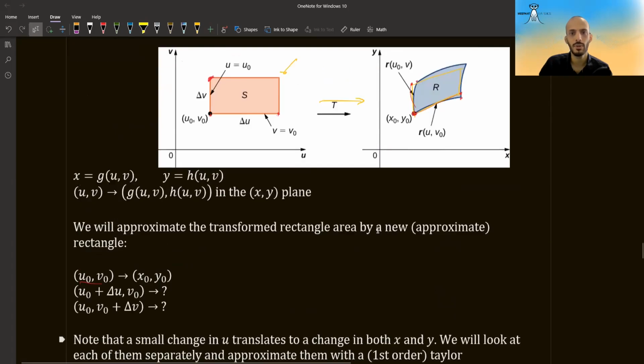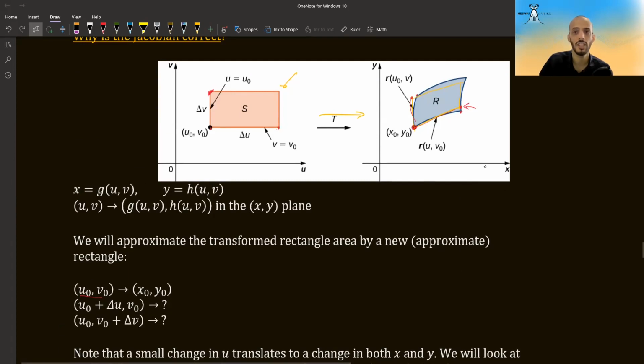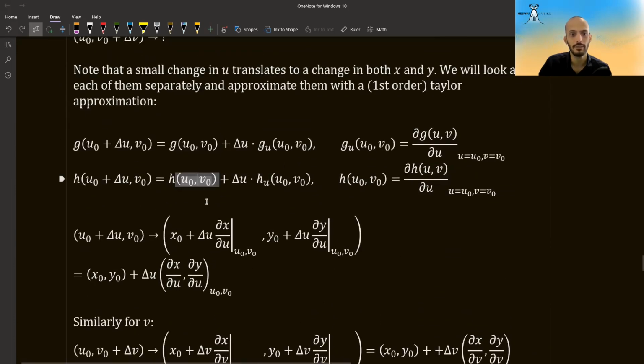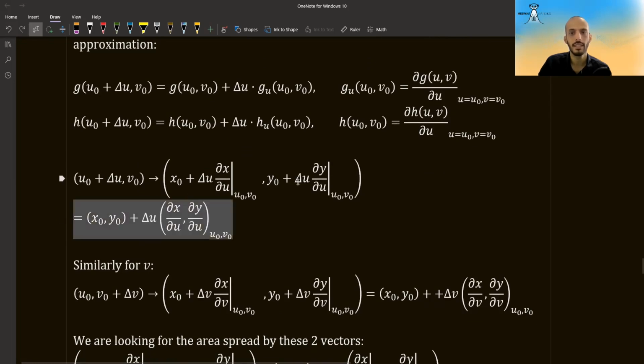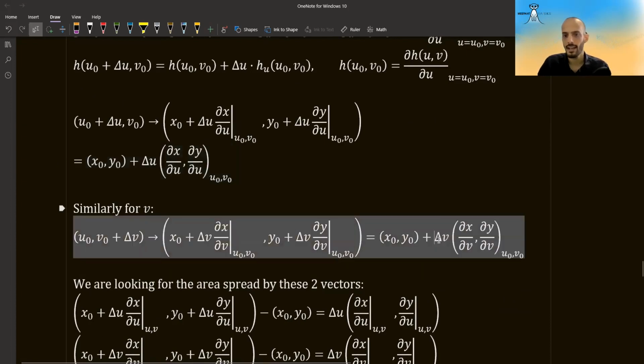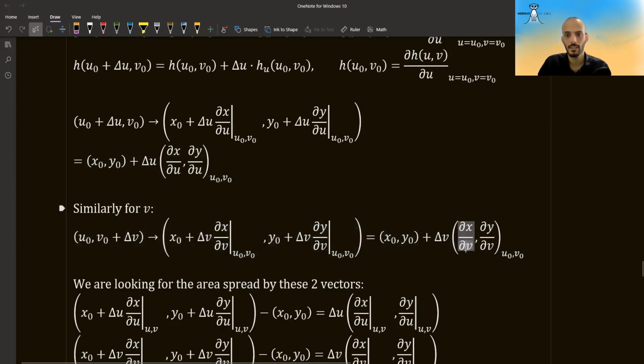And so this new point, where we just changed u by a little bit, will be equal to the original point, because this is just x0 and this is y0, plus some change of u times the vector of partial derivatives, where the first element is the partial derivative of x with regards to u, and the second element is the partial derivative of y with regards to u, and these are evaluated at u0, v0. And similarly for v, we will get the same thing, only instead of a small change in u, we'll get a small change in v, and the partial derivative will be with regards to v.